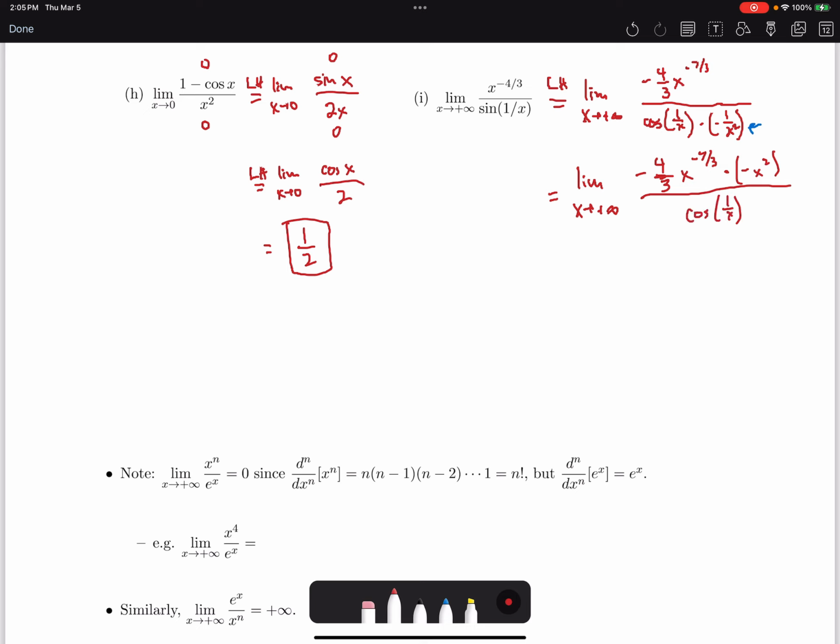Well, anyway, when you multiply two factors with the same base, you just add their exponents, right? So negative 7/3 plus 2. 2 is 6/3, right? Negative 7/3 plus 6/3, that should just be negative 1/3. The negative signs will also cancel off, so I think this is limit as x approaches infinity of 4/3 x to the negative 1/3 over cosine of 1 over x.